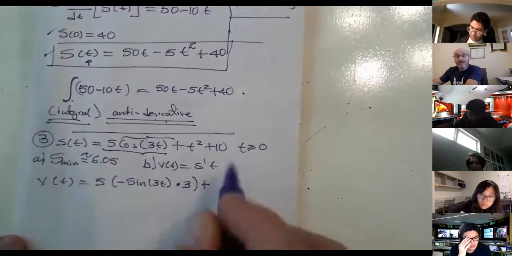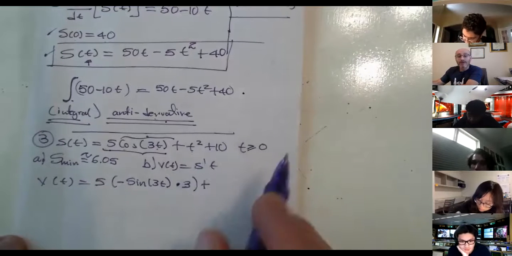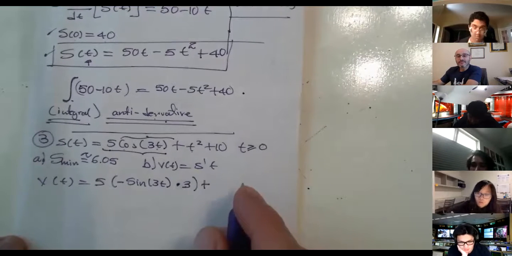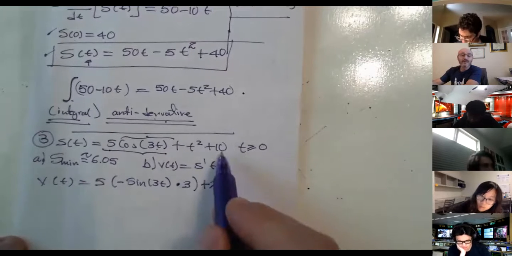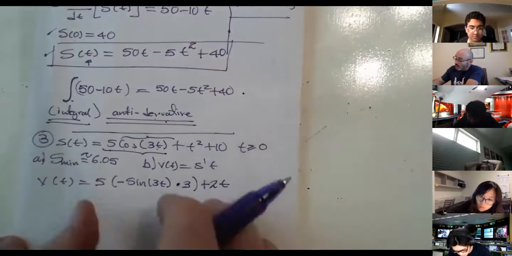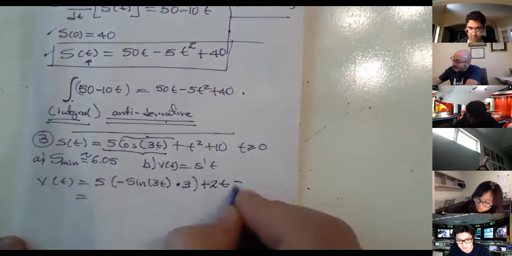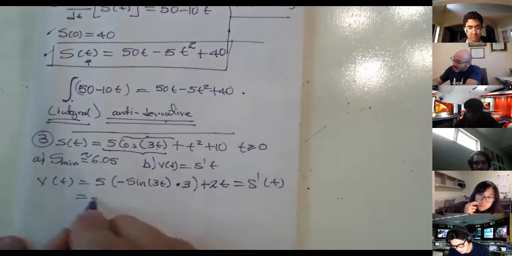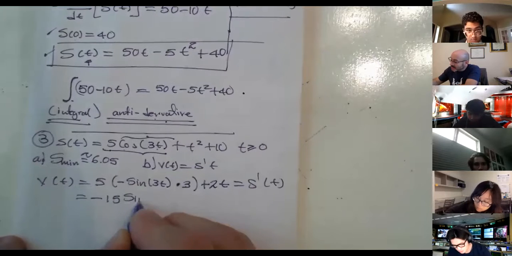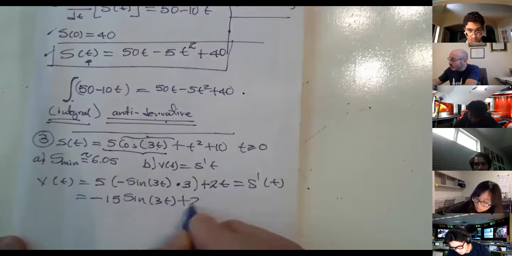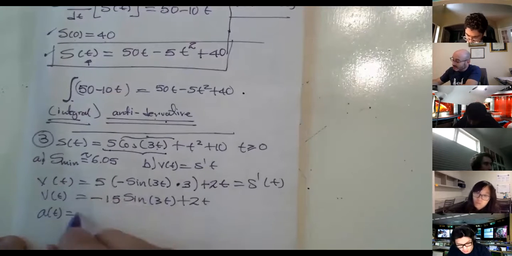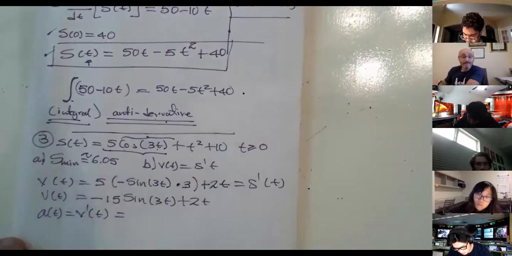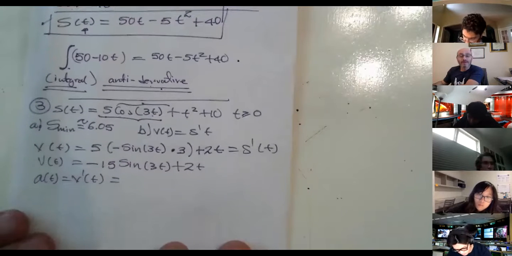Plus, what's the derivative of t squared? 2t. And then the derivative of 10 is 0. So my first derivative, s prime, is negative 15 sine of 3t plus 2t. That's the velocity. Since I need acceleration, I need the second derivative, the derivative of the velocity. So we need to differentiate this one more time.